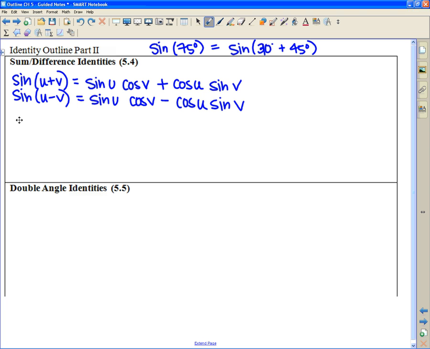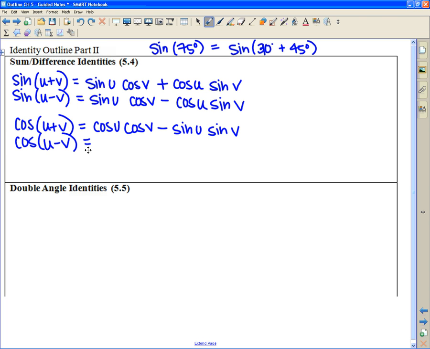Okay, we also have identities for cosine of u plus v. This one has a little pattern. It goes cosine, cosine, sine, sine. Cosine of u, cosine of v. There's a sign change here. Minus sine of u, sine of v. Cosine of u minus v, I hope you could guess what it would be. Again, it's cosine, cosine, sine, sine. Cosine u, cosine v, a sign change, meaning if you saw a negative sign over here or subtraction, this is addition. Plus sine of u, sine of v.